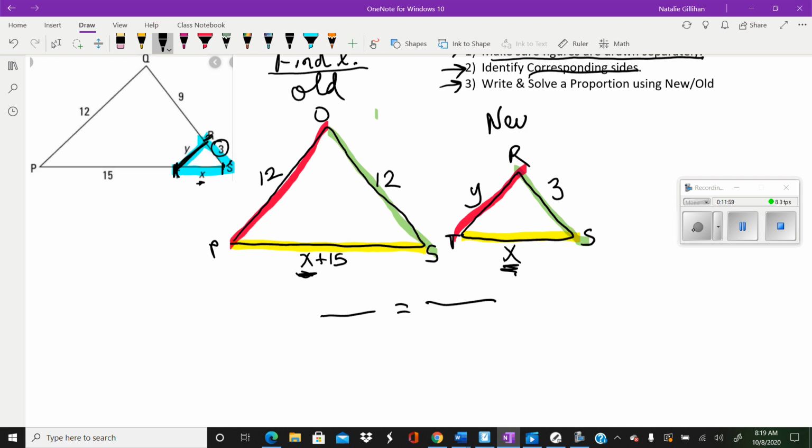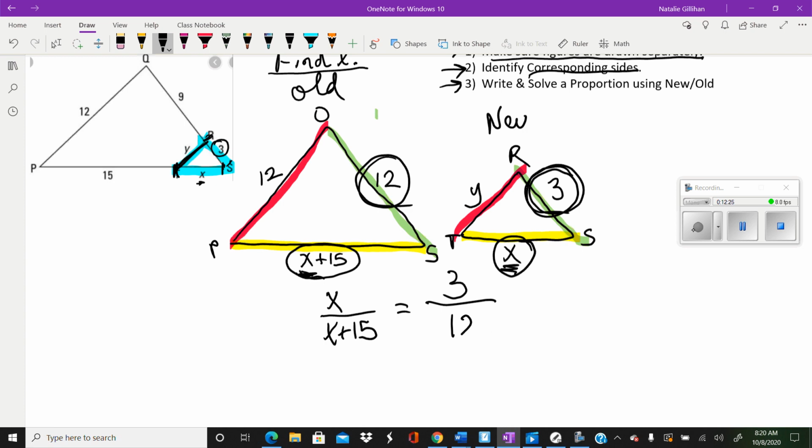So I know that yellow has to be incorporated in my proportion, okay? I can't ignore those X's in order to find X. So I'm going to put new from my yellow here, which is X, over old, which is my old yellow here, X plus 15. Okay, and then I'm going to come over here, and the only one that's actually got a number for me is the green. So I'm going to use green new, 3, over green old, 12. Okay, would you take a moment, solve that in your notebook?